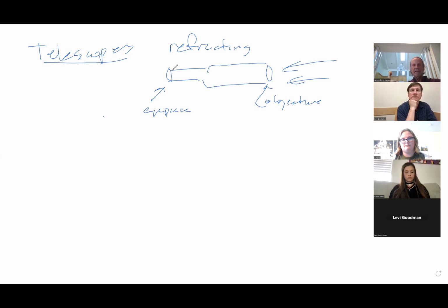Now, refracting means that there are lenses all the way through. So there's two lenses, the primary objective lens here, and the eyepiece lens. Typically, the objective lens is fixed, and the eyepiece lens in a normal observing telescope can be adjusted. You can put in a different eyepiece lens, and so it's in the eyepiece lens that you can control the magnification.